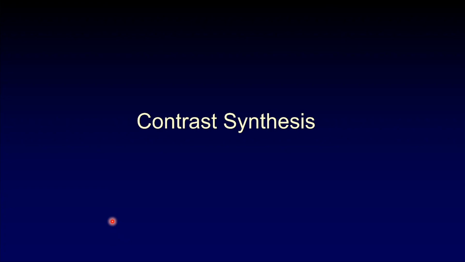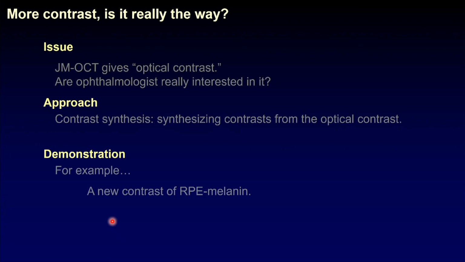So then, why did we start to work on this? Okay, the issue we want to solve is this one. Jones matrix actually gives the optical contrast, not the tissue contrast. But are ophthalmologists really interested in optical contrast? Okay, in reality, they are not. They are interested in tissue contrast, not the optical contrast. It's a kind of huge hidden, tacit disagreement between our engineers and the ophthalmologists.